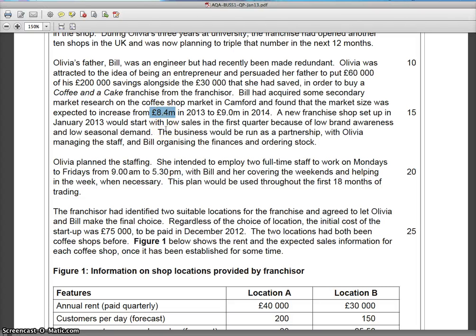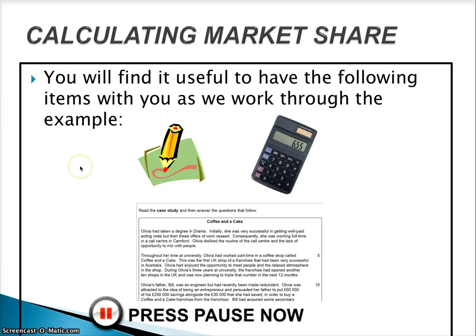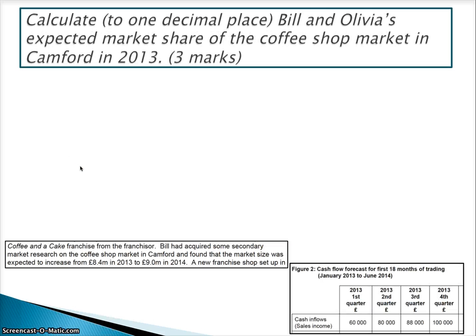But what I'd like you to do now is put this on pause and have a go at calculating the market share for Bill and Olivia, or the expected market share for Bill and Olivia in Camford in 2013 to 1 decimal place. Okay, so put this on pause now, please. Okay, let's have a look at this then.